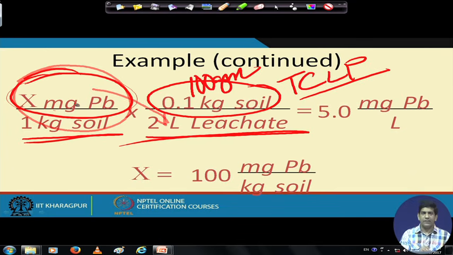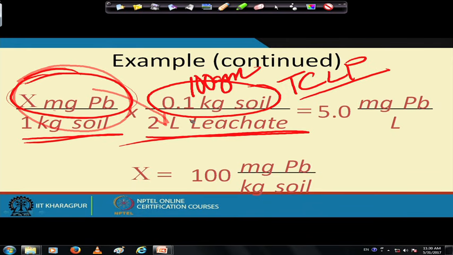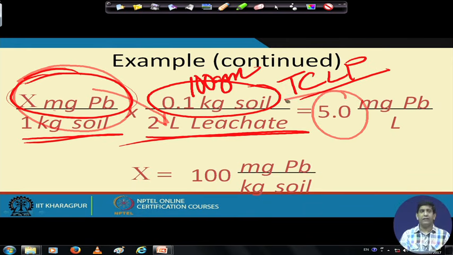Entire lead which is present in the soil is getting into the leachate. There's no more lead left in the soil, in the solid phase. Every lead that was present went into the liquid phase. That's the worst case leaching scenario. So if that happens, and if the concentration reaches 5 milligrams per liter, then in the worst case leaching scenario, there will be possibility of this particular lead based spent soil debris to be a hazardous waste.